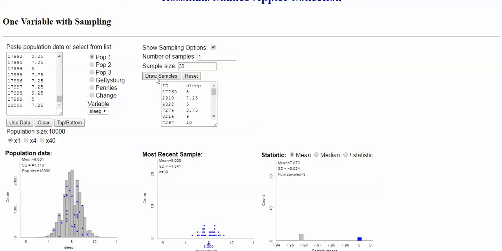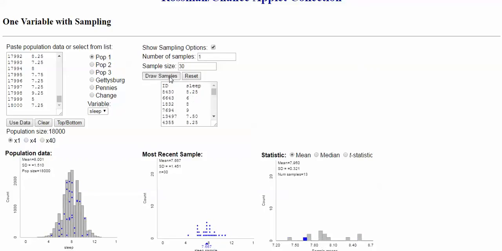Well, if I click on Draw Samples, it'll let me draw samples of 30. So what I'm doing right now is, each time I click on this icon right here, it draws 30 people from this population randomly, and it calculates the mean of the sample. And so far I've done it 4 times. So this is the mean of one group of 30 people. This is the mean of a different group of 30. This is the mean of a different group of 30. And here's the mean of one other group of 30.